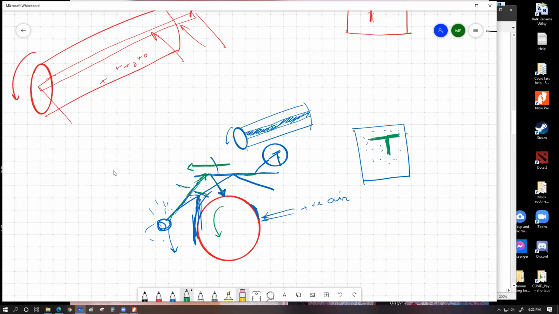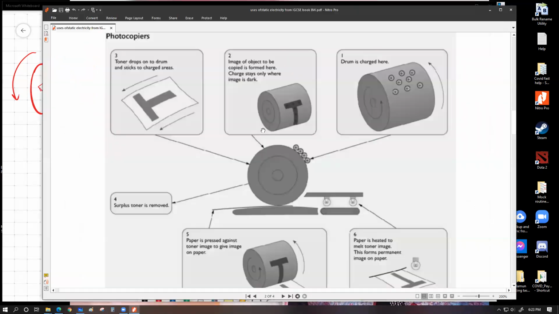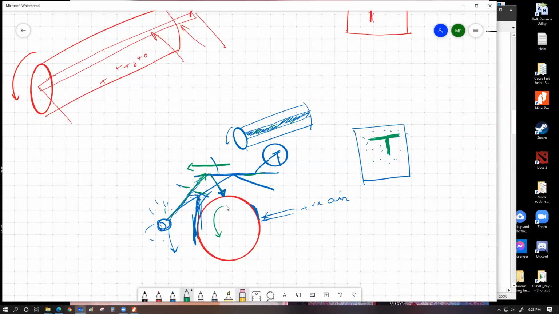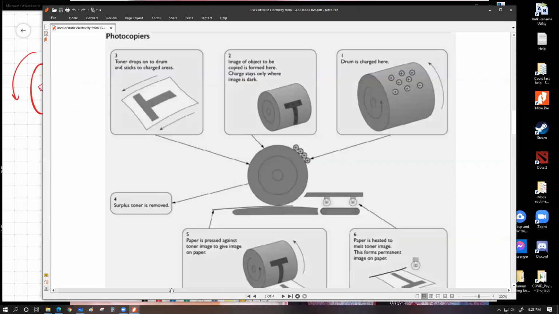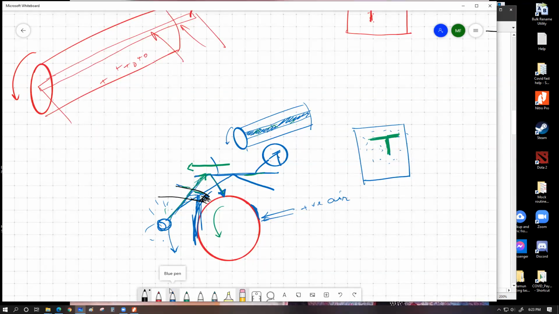As the roller is rotated, we're going to have this shape of positive charge on this surface. Now somewhere over here, let me draw with a different color, maybe black, somewhere over here we have another nozzle which is going to spray, was it positively charged or negatively charged? Positively charged. So it's going to spray some ink or powdered ink, which is called the toner, onto this location.